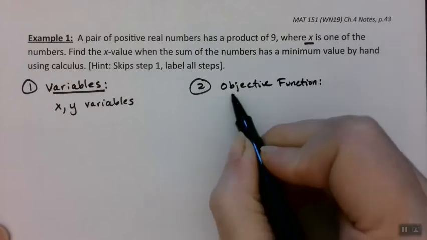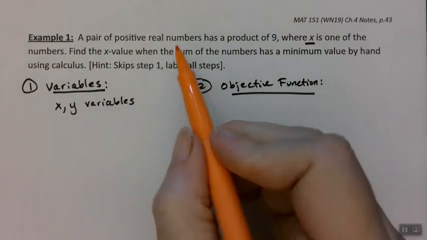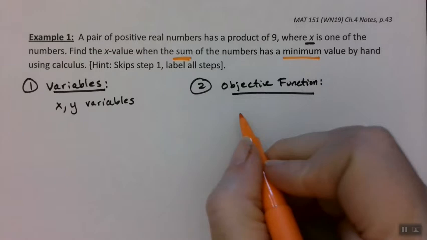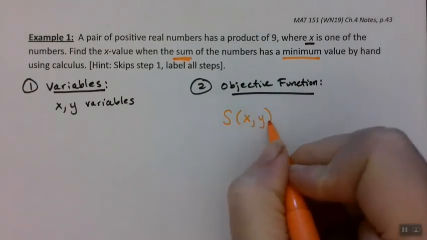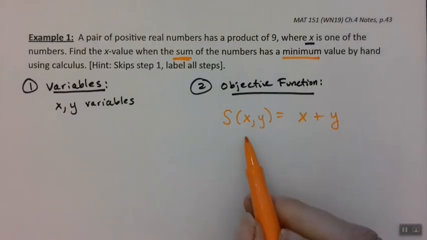So if we read through the problem again, it says a pair of positive real numbers has a product of 9, where x is one of the numbers. Find the x value when the sum of the numbers has a minimum. Okay, sum is x plus y. Now this is a new notation.